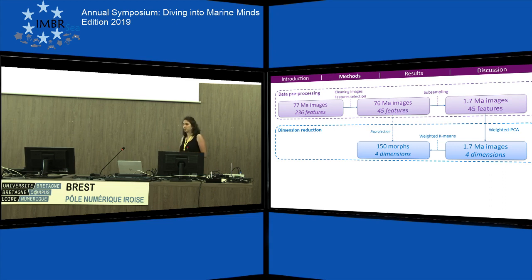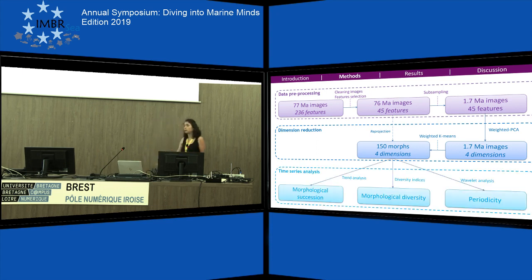In order to have the finest details, we went back to our 76 million images after cleaning, and we reprojected them in the morphological space, and we assigned a cluster number to all of them so that we can have the big picture.